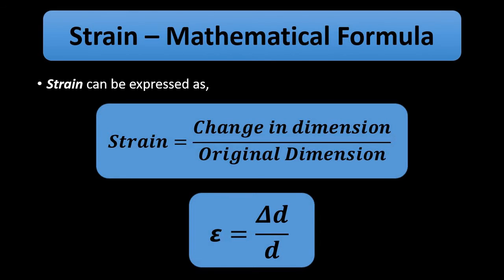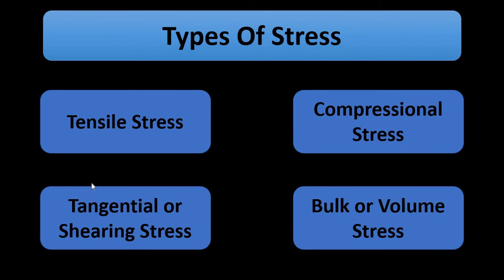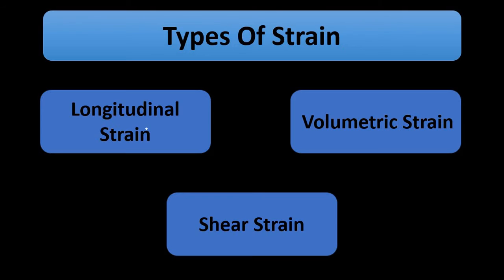So there are different types of strain, like there are different types of stress, that is tensile, compressional, tangential, bulk or volume stress. Similarly, there are different types of strain. So this longitudinal strain is basically the same, which is normal, tensile and compressional. Okay, it can be that.